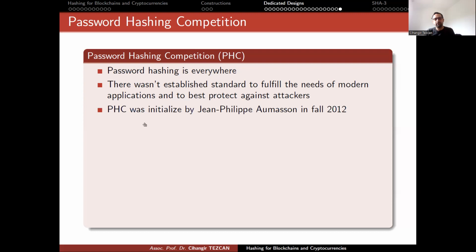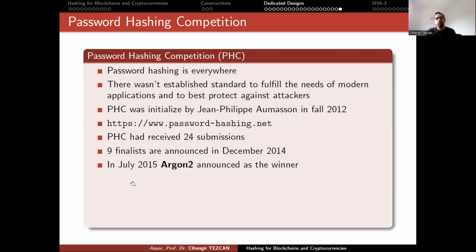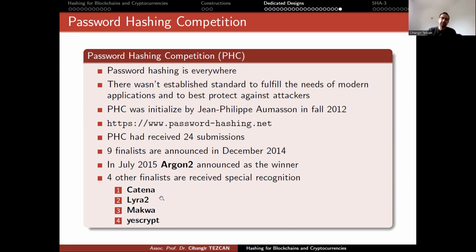For this reason, there was a competition initiated by Jean-Philippe Aumasson in fall 2012. The web page is here. You can find the detailed info there. It received 24 submissions. 9 finalists were announced in December 2014, and in July 2015, Argon2 was announced as the winner. 4 other finalists received special recognition, and their names are Catena, Lyra2, Makwa, and Yescrypt. You can see that Argon2 or Lyra are used in some mining puzzles of alternative cryptocurrencies. This is why I'm mentioning them right now.